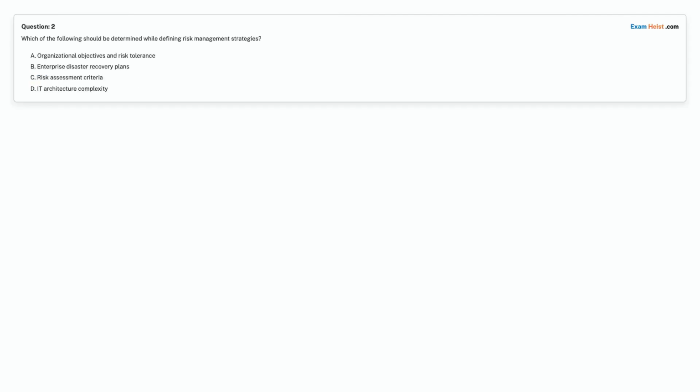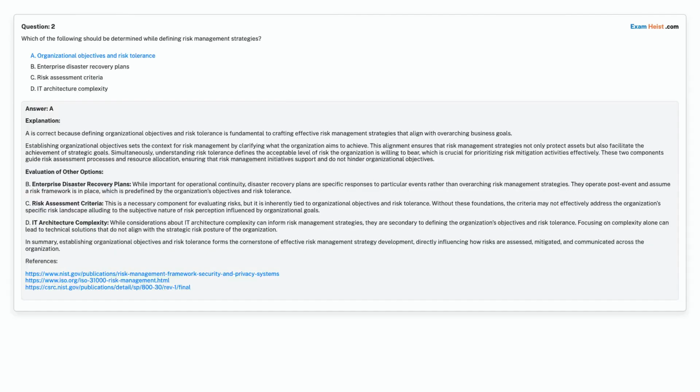Question 2. Which of the following should be determined while defining risk management strategies? Option A. Organizational objectives and risk tolerance. Option B. Enterprise disaster recovery plans. Option C. Risk assessment criteria. Option D. IT architecture complexity. Choose the correct answer. Correct answer is Option A. Organizational objectives and risk tolerance.